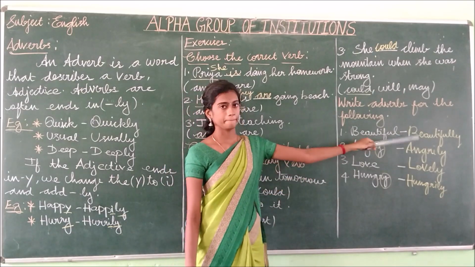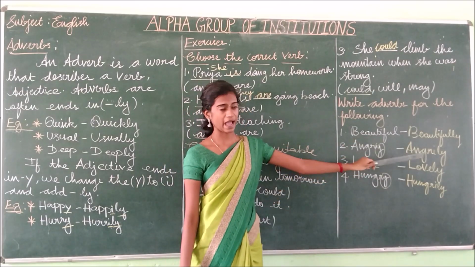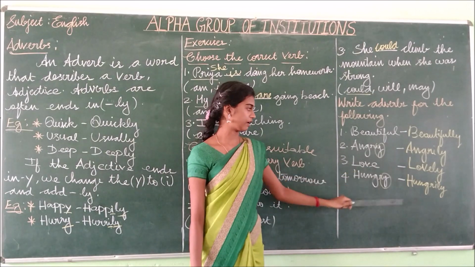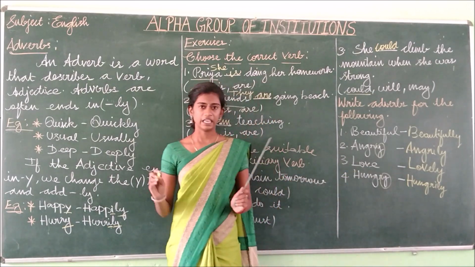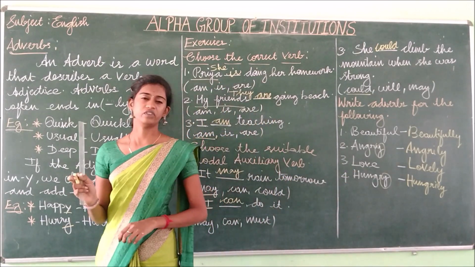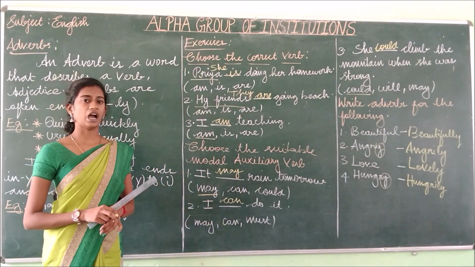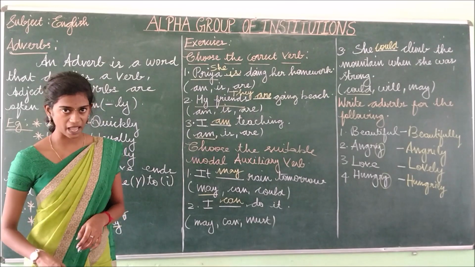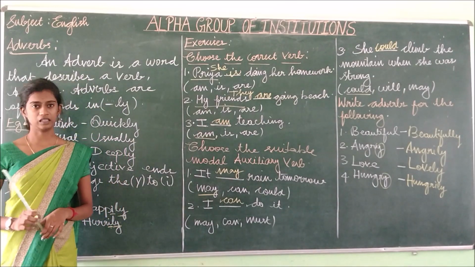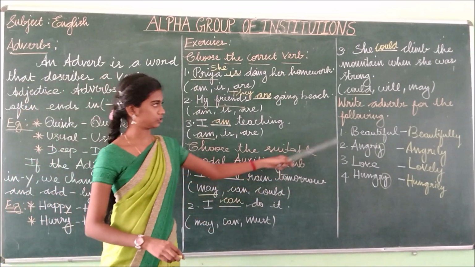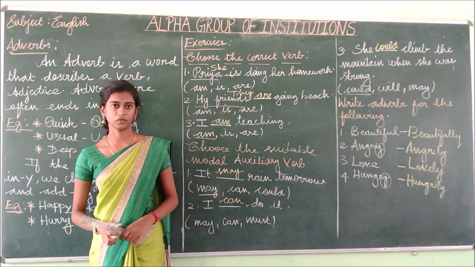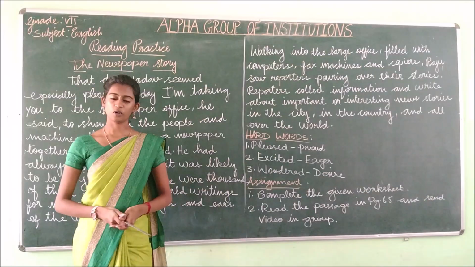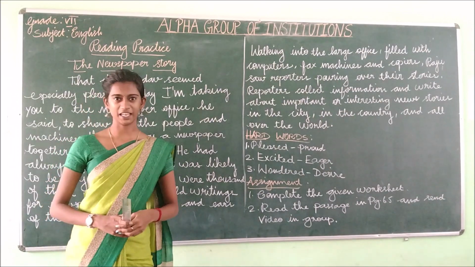So beautiful, beautifully; angry, angrily; love, lovely; hungry, hungrily. So if there is no Y in the word, we should just add ly, and if there is Y, we have to remove the Y, and instead of that Y, we have to add I and then ly. So these are all the adverbs. Hope you all understood this. Okay students, now let us do the reading practice.